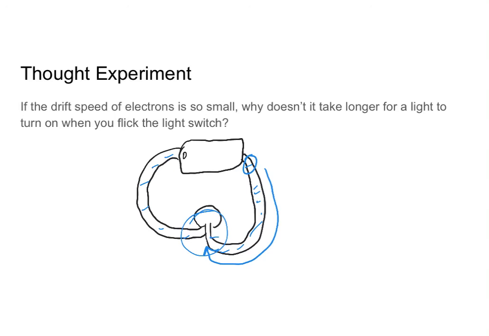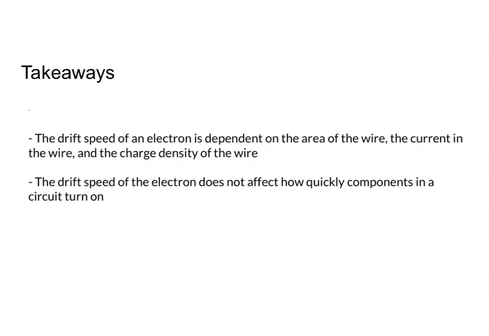And so rather than having to wait for this electron over here to get to my light bulb to get started, the light bulb just really needs to wait for the electrons right next to it to start moving through it. So what that means is that while electrons are moving slowly, lights and other parts of electric circuits can light up almost instantaneously. So let's talk about takeaways.